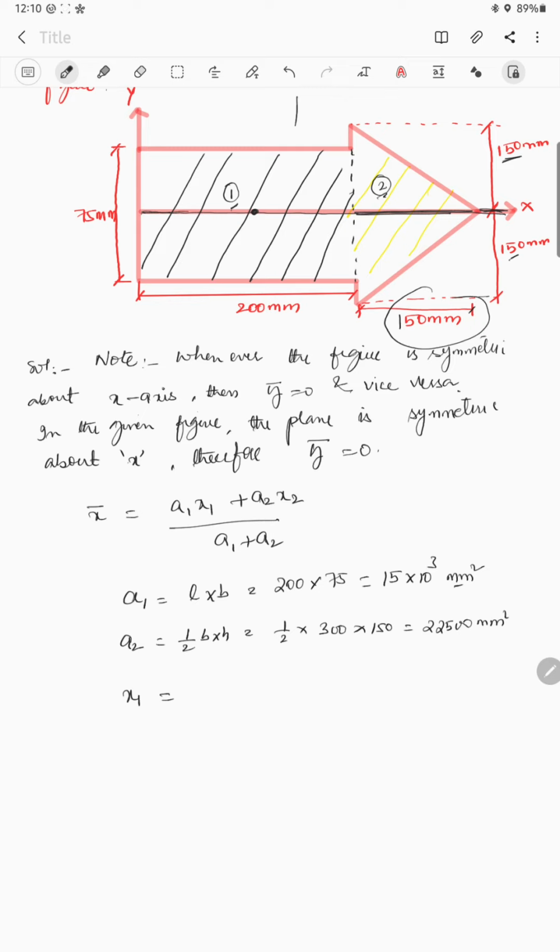So this distance is how much? This distance will be 200 by 2, or b by 2. First write the formula. B by 2 is equal to 200 by 2, which is equal to 100 mm. Always, units are very, very important. Next we'll calculate x2. So x2 is nothing but our centroid of this rectangle, which will be somewhere here.